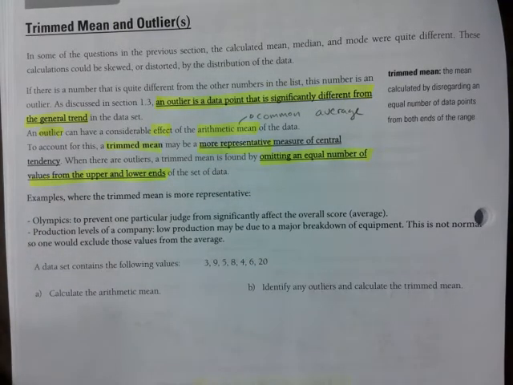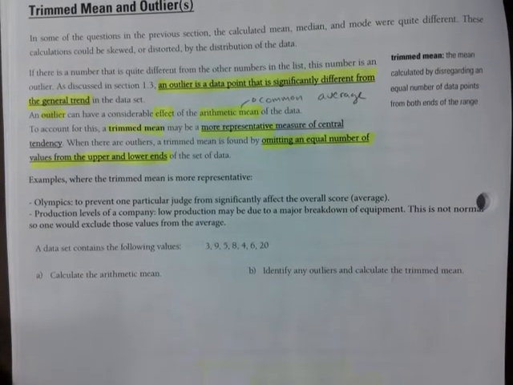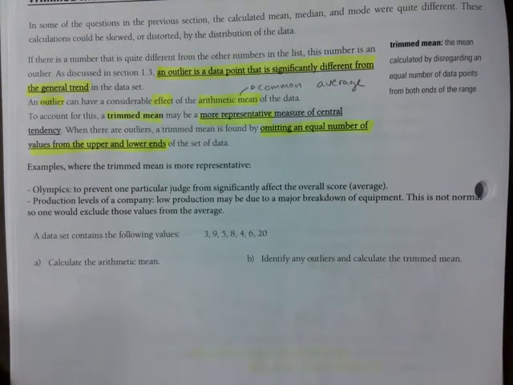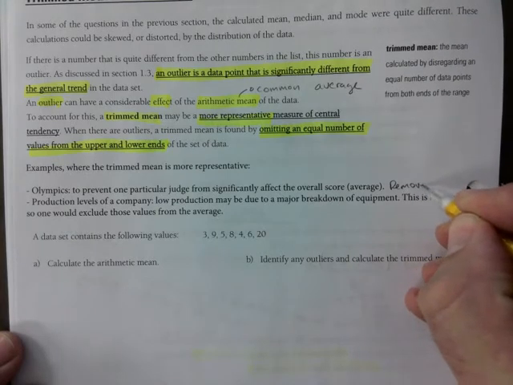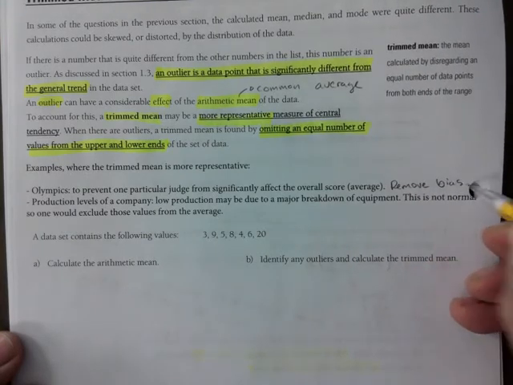Examples where the trimmed mean is more representative would be the Olympics, to prevent one particular judge from significantly affecting the overall score. Remove bias, right? We can also say that. Remove any bias. Okay.